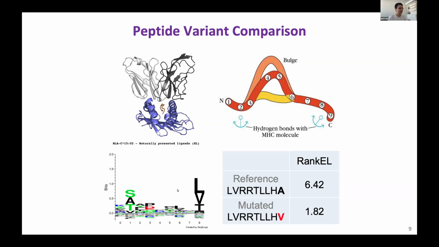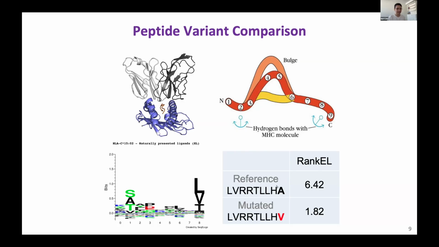So here in this figure, I'm showing a sequence logo of the preference of an HLA molecule. In this case it is HLA-C1502. And we can see in position 2 and position 9 that there are a few amino acids that are highly conserved, and these are the ones that are capable of being recognized and interacting with the MHC molecules.